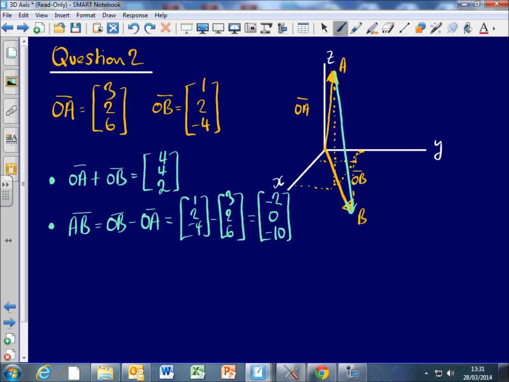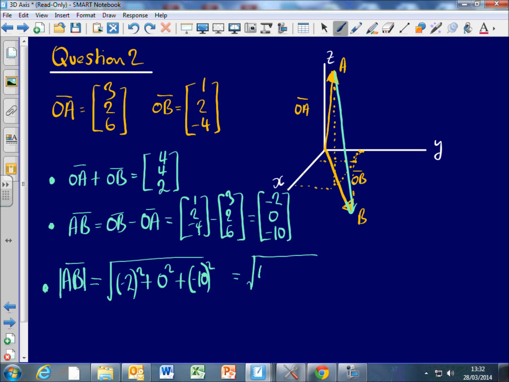Okay. Good, and again, can you find the magnitude then? What's the magnitude? Darren, can you talk me through that? Brilliant. Okay. So it's just like Pythagoras in 3D. X squared plus y squared plus z squared. So I'm going to get the square root of 4 plus 100, yeah? 104. Square root of 104.